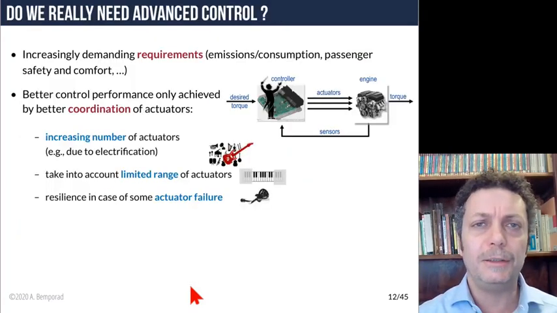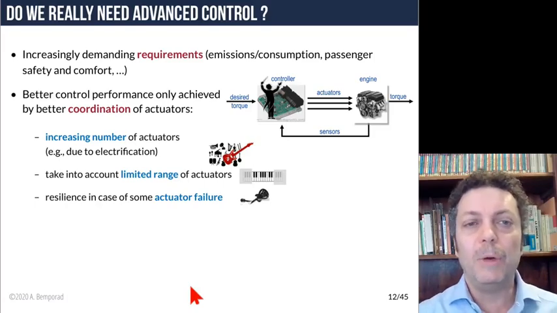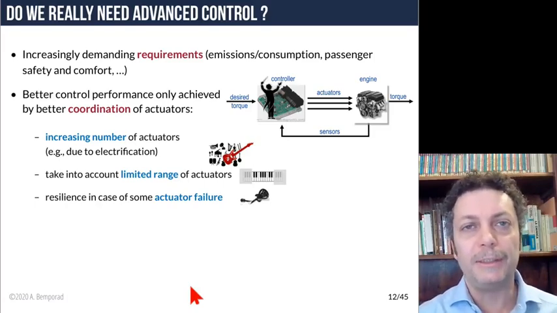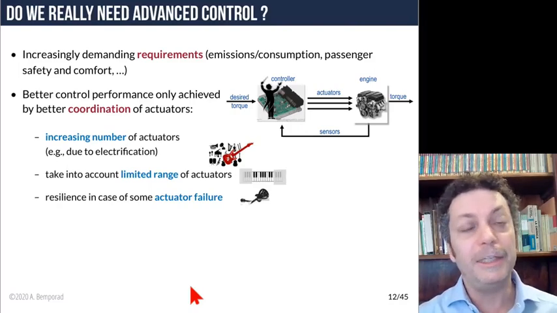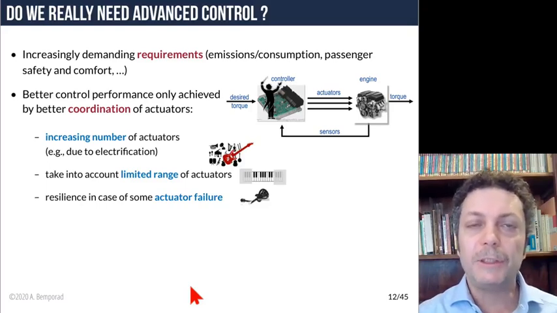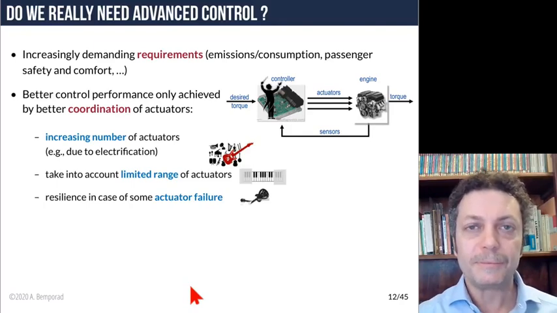Now the question is, do we really need advanced control? So could we do the same with, say, more classical control methodologies? Well, we have to consider that the requirements in terms of emission and consumptions, and also passenger safety and comfort and others, are increasingly demanding. And also the control problems start getting more and more complicated. For example, if you consider electrification on the powertrain, then the number of actuators starts increasing. So you have valves and other signals, as well as electrical motors, and they all contribute to deliver a torque.